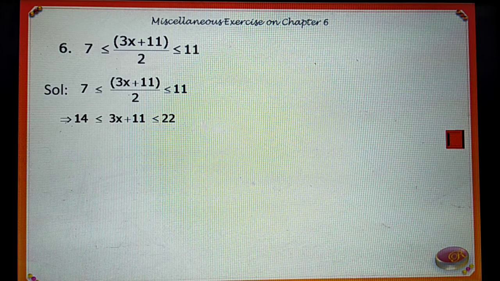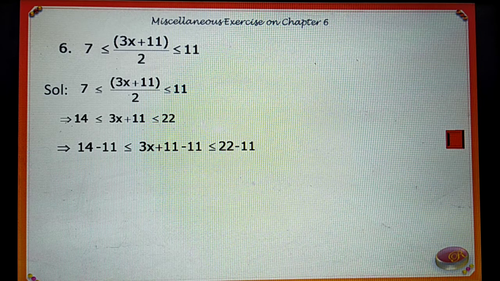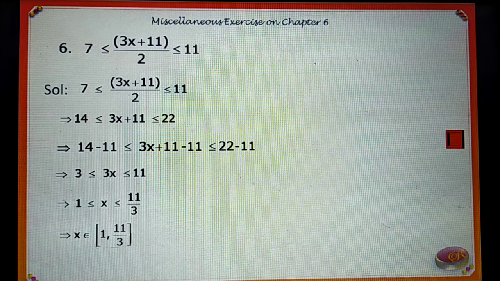Implies 14 − 11 ≤ 3x + 11 − 11 ≤ 22 − 11, implies 3 ≤ 3x ≤ 11, implies 1 ≤ x ≤ 11/3. Implies x belongs to the closed interval from 1 to 11/3.